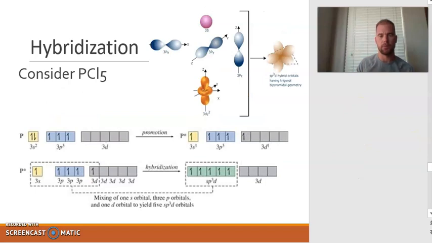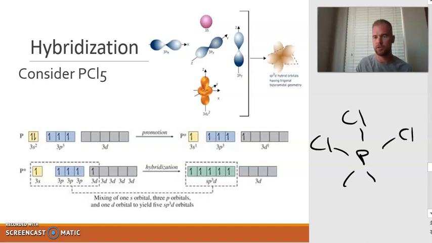Let's look at one more example. Thinking about PCl5. Okay, PCl5 is going to look like this. You've got your 5 chlorines. There's no lone pairs, so it's all chlorines there. I have not drawn the lone pairs on the chlorines just to save us some time.